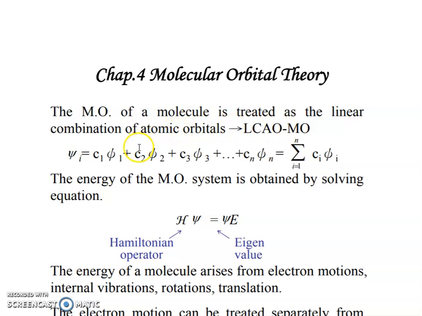Mathematically, it is represented like this: Psi i is equal to C1 phi 1 plus C2 phi 2 plus C3 phi 3 and so on up to Cn phi n, which is equal to the summation over i equal to 1 to n of Ci phi i. This is the mathematical representation. The energy of a molecular orbital system is obtained by solving these equations.